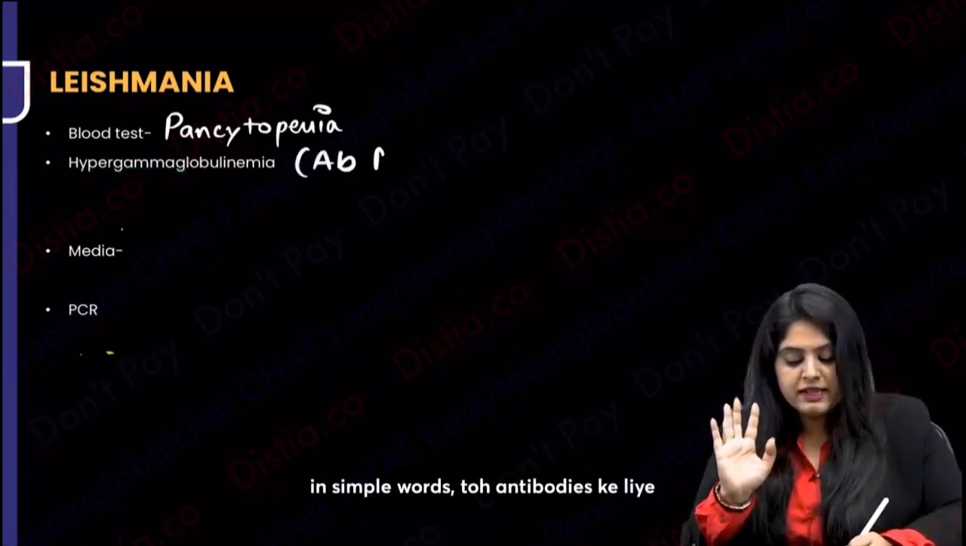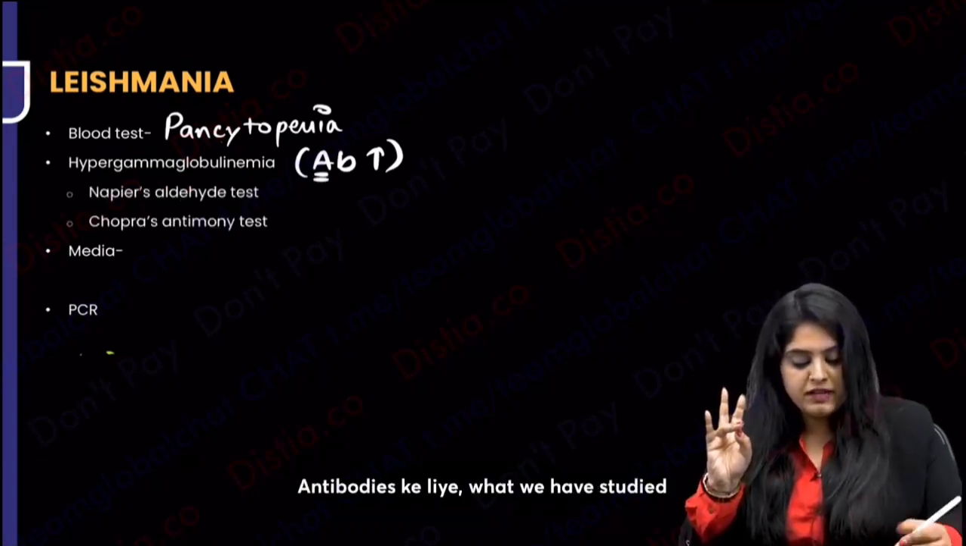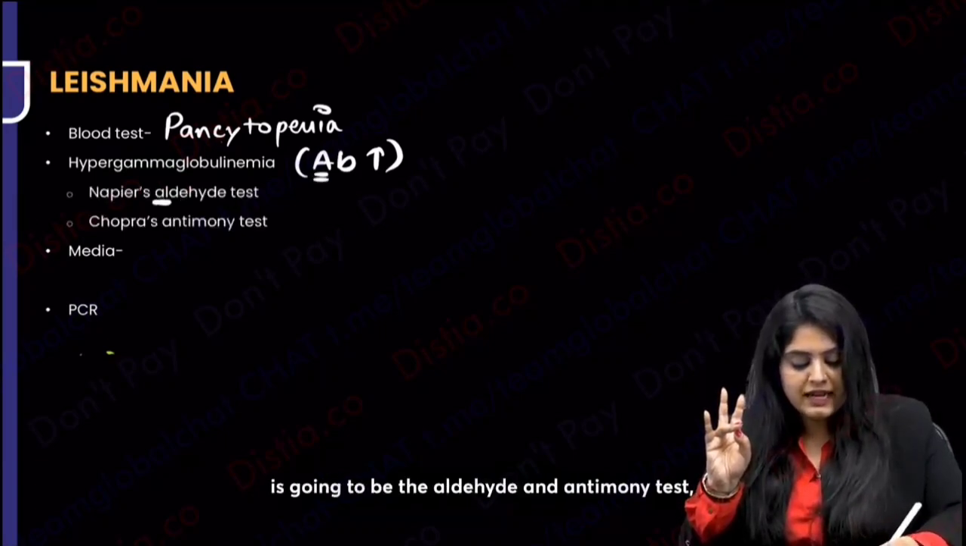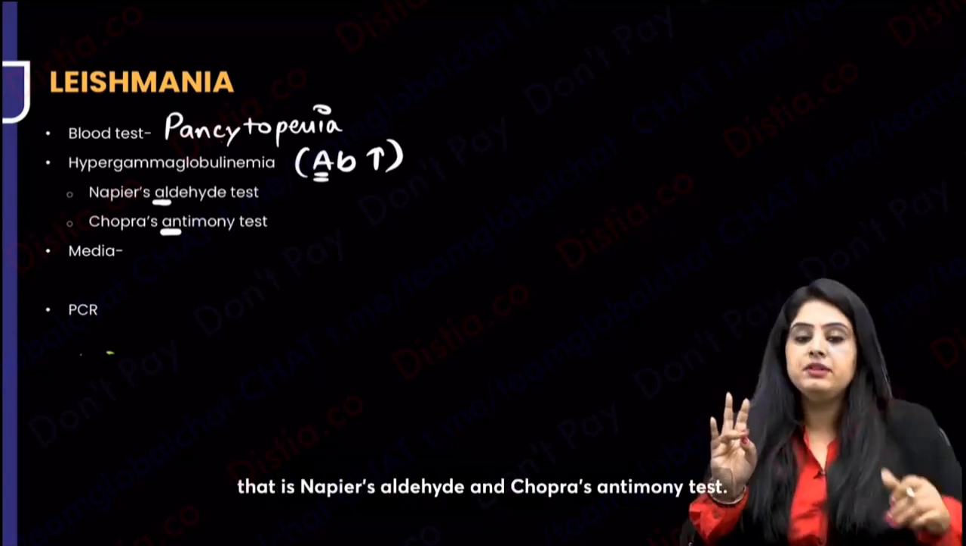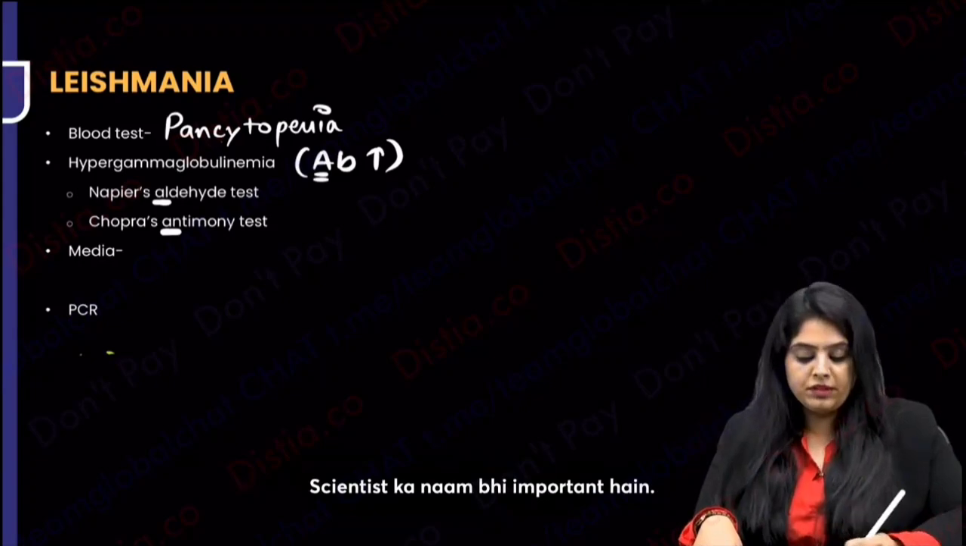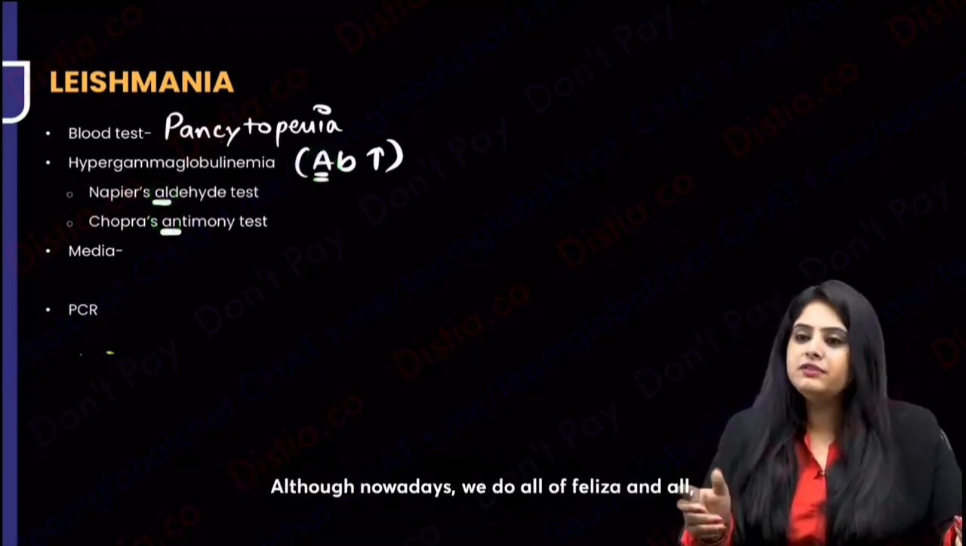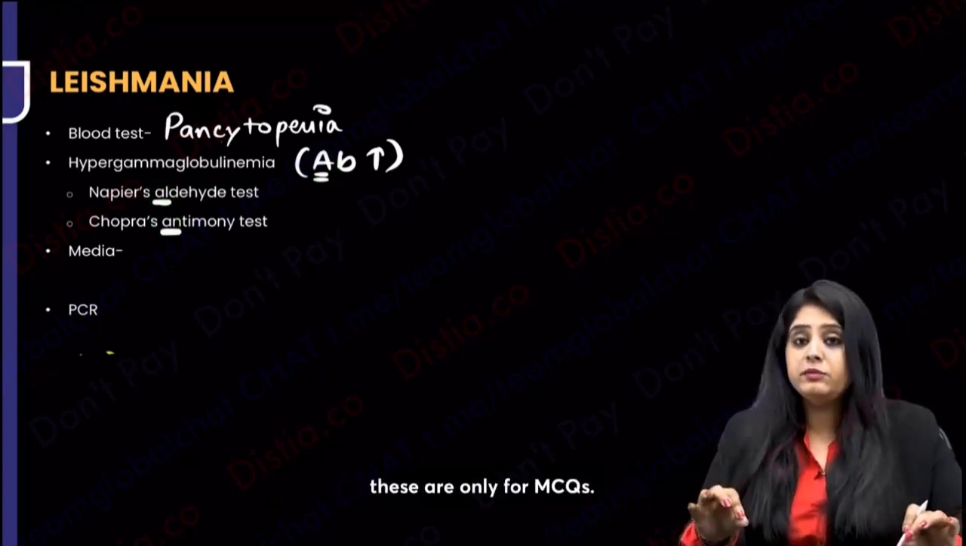So antibodies ke liye, aldehyde and antimony test. What we have studied is going to be the aldehyde and antimony test, that is Napier's aldehyde and Chopra's antimony test. ठीक है, scientist का नाम भी important है. तो antibodies बढ़ा है, how will I get to know? By the aldehyde test. Although nowadays we do all of ELISA and all, these are only for MCQs.